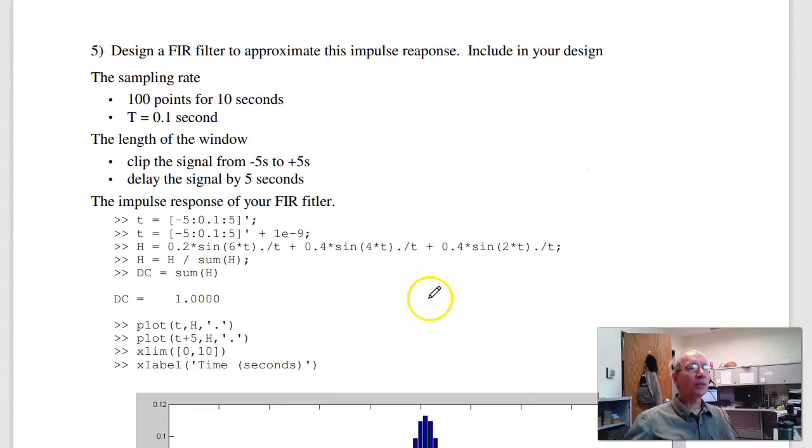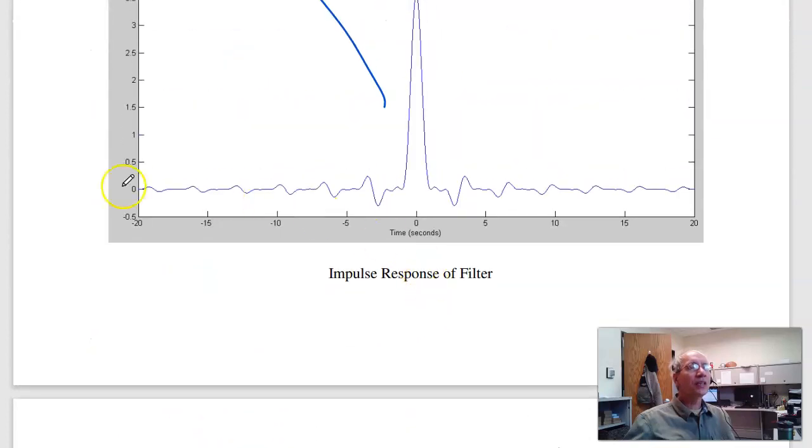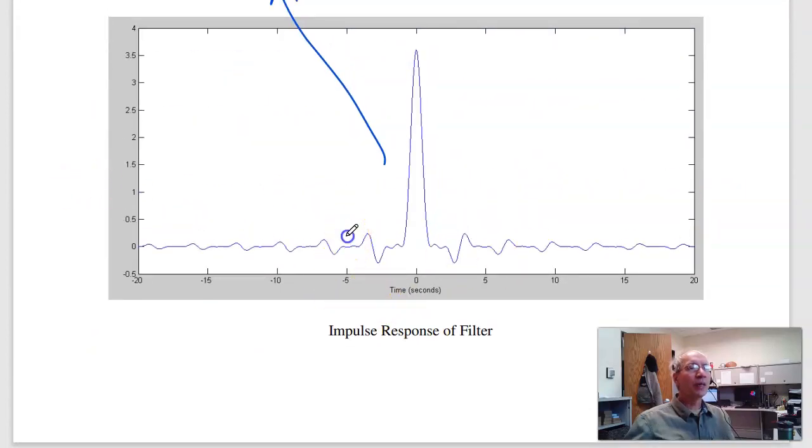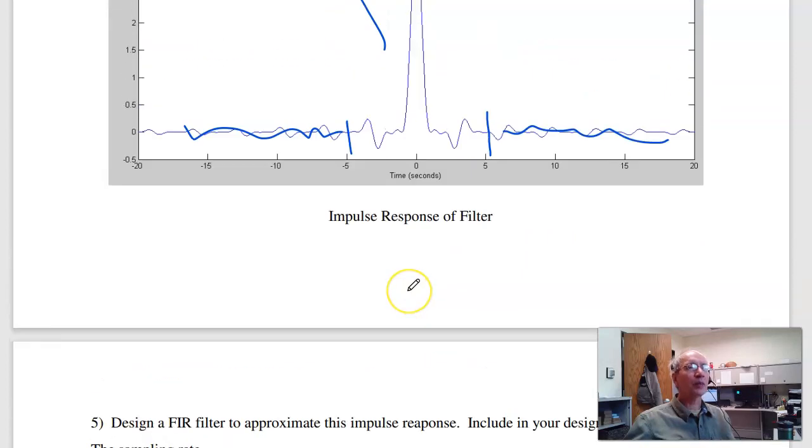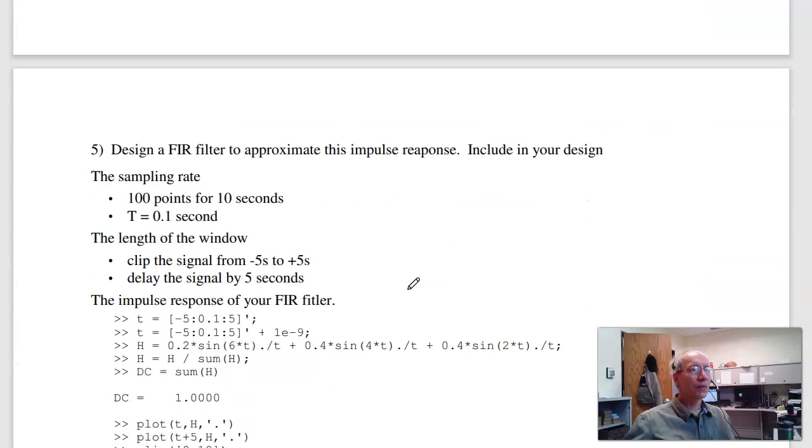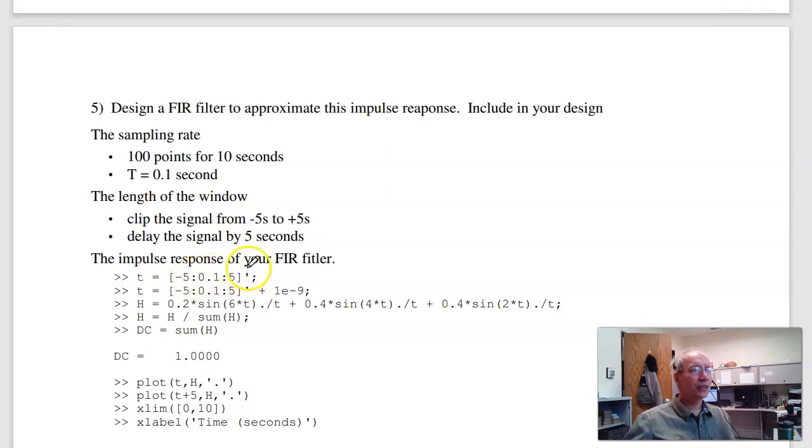So what I'm going to do is, this goes out to infinity. That's a problem. I'm going to truncate it at 5. That's kind of arbitrary. That's just where I truncated it. So ignore this part, ignore that part. Implement this with 100 data points. So if I do that, here's time goes from minus 5 to plus 5 seconds with 100 data points. I'm going to shift it by 10 to the minus 9 so I don't get the 0 over 0 problem.